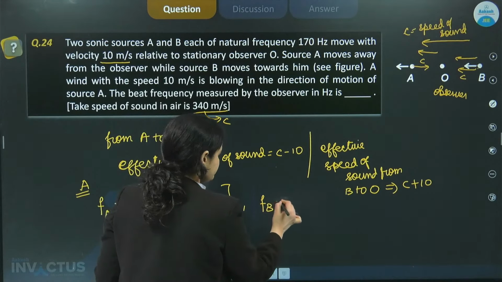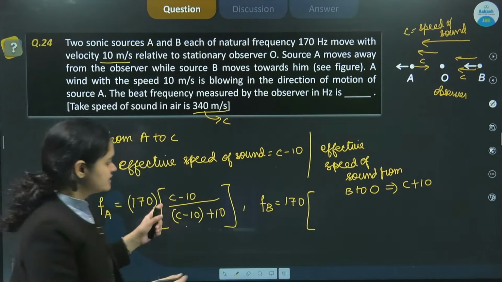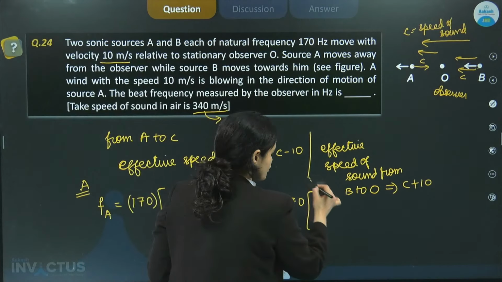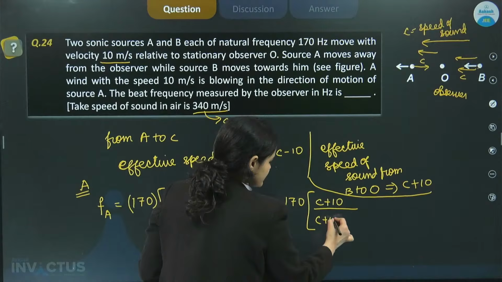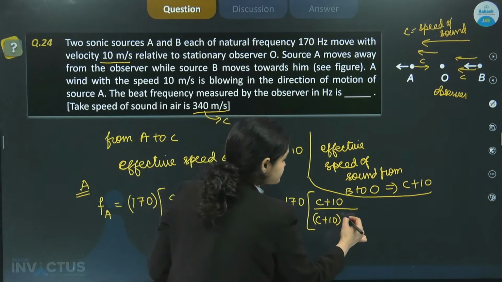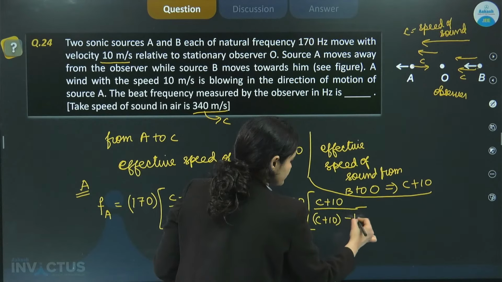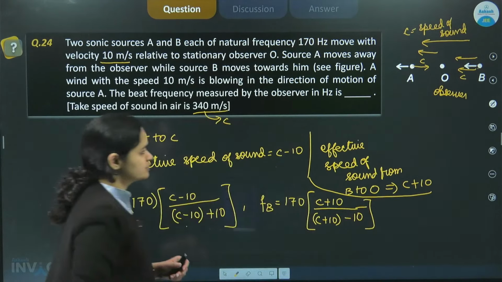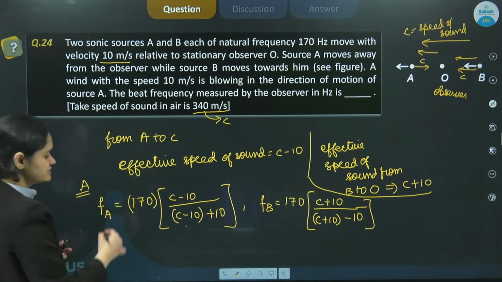Now similarly, FB is going to be the frequency of sound emitted by B divided by effective value of sound which is reaching the person's ears. So this is C plus 10, the combined effect of wind and speed of sound, and this is moving towards the source. So this is minus 10. Because when the source is moving towards the observer, effective wavelength decreases.